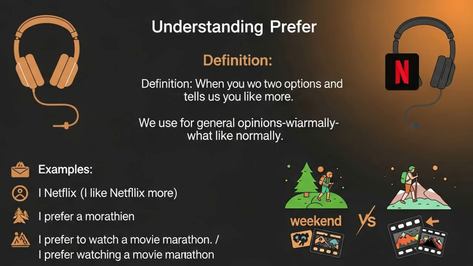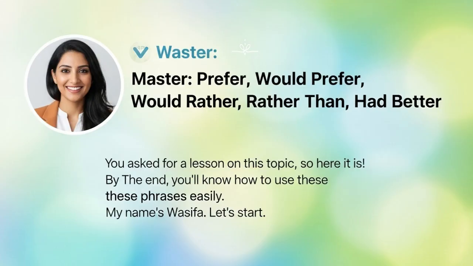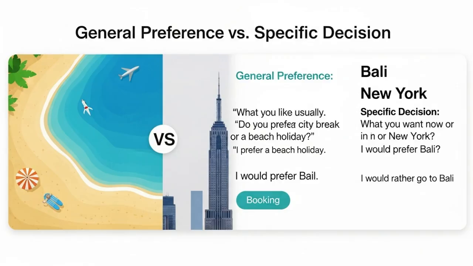In these examples, we are talking about our general opinion. This is what we like. This is what we prefer. Normally, usually, generally. But what if I want to give you a preference for a specific situation in the present or future, like a decision? We need would prefer. Let's compare.